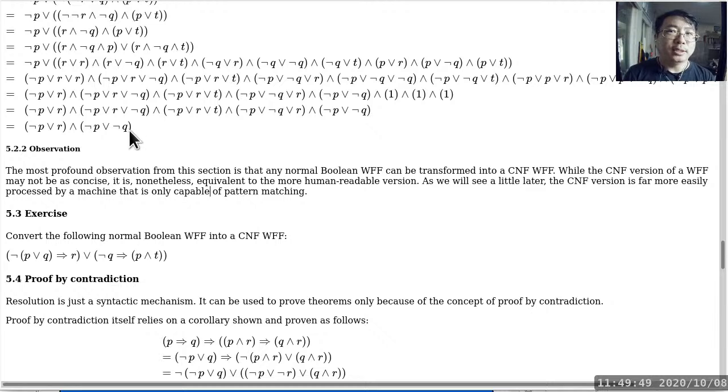Because we just basically say that we have two well-formed formulas. One is not P or R. That's one well-formed formula. We have another well-formed formula, which is not P or not Q. That's the other well-formed formula. We have two individual well-formed formulas.